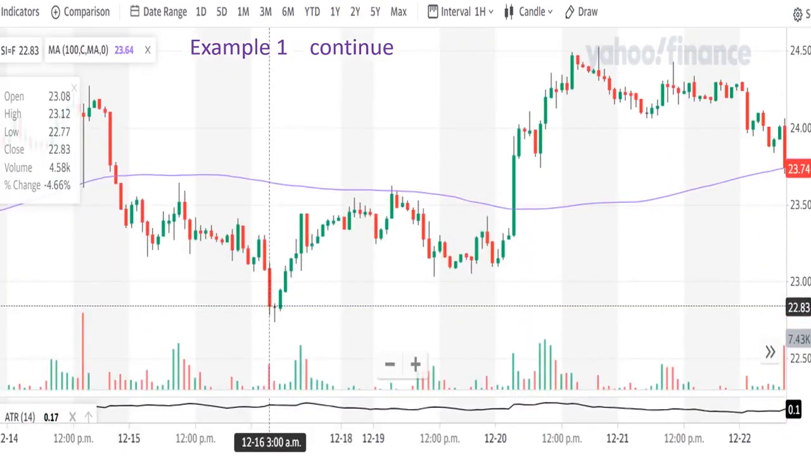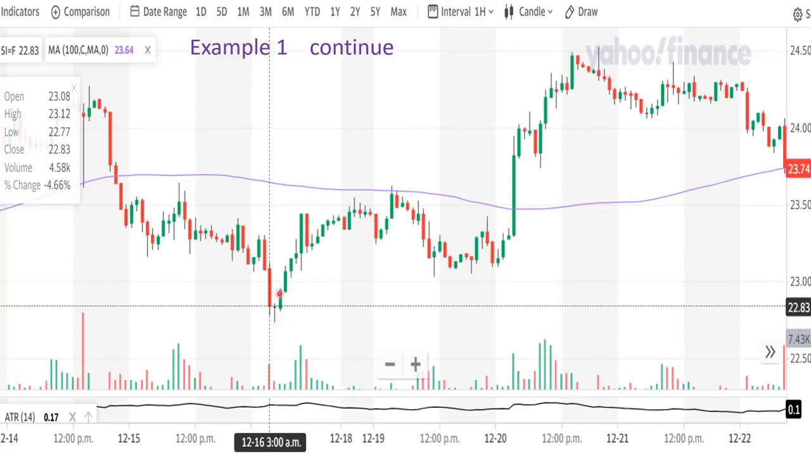Example number one, continue. This is the same silver stock. Instead of a 4H time frame, it's H1 time frame, and this is the same location as previous slide, December 16, 3 a.m. So the next candle is a dragonfly doji, which is at 4 a.m., which is a sign of bullishness and the trigger point. So after this, you see that the trend reverses.